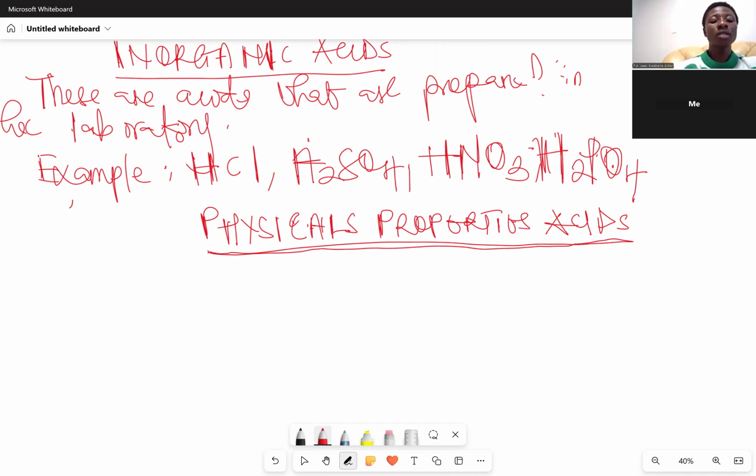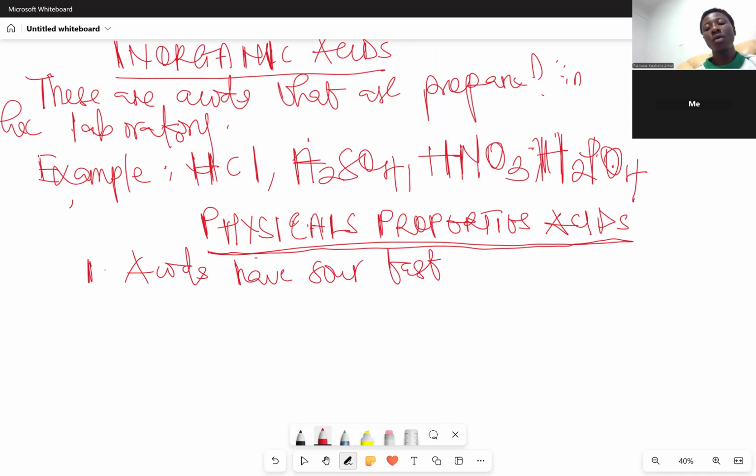So, physical properties. Guys, can you help me out? You know them. Acids have a sour taste. A typical example is pineapple. Pineapples have acids in them, so that's why when you take a pineapple it has that sour taste, right? Next one.